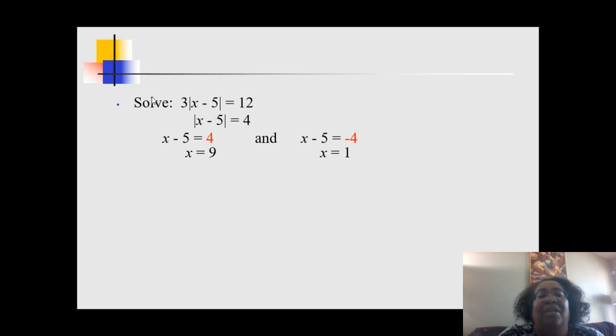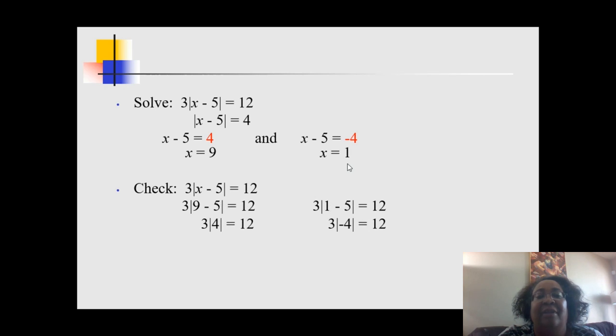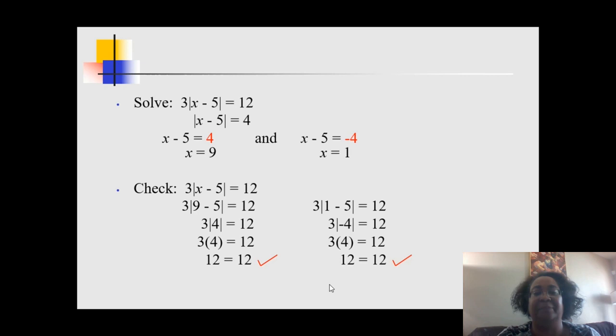And when you solve, you're going to get 9 for this one and 1 for this one, because what you had to do was add 5 to both sides. You get 9. Add 5 to both sides. 5 plus a negative 4 is 1. Go ahead and check it. Substitute 9, and you're going to get 3 times 4 is 12. And then on this side, you're going to substitute the 1, and you get negative 4, which equals 12. And it checks out.